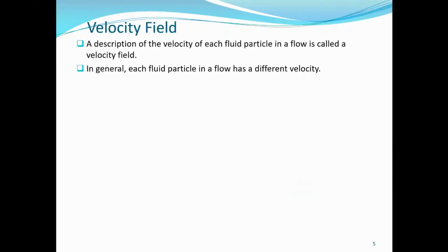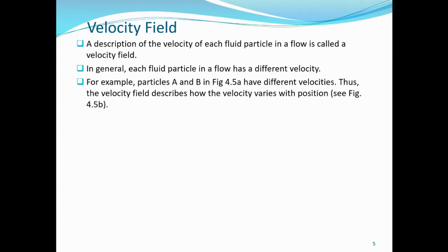In general, each fluid particle in a flow has a different velocity. The velocity of the fluid particle will be dictated by its position and time, because it is moving. So at any given instant of time, we'll have velocity depending on position and time as well. It's a function of position and time. So that's why we have the velocity vector equal to V of r and t, where r is space and t is time. So it's a function of space and time.